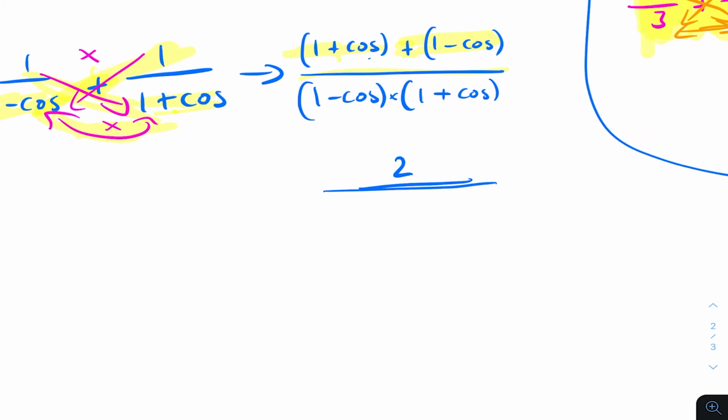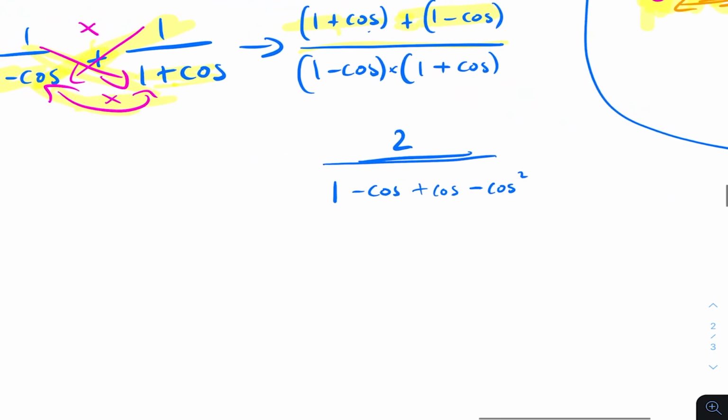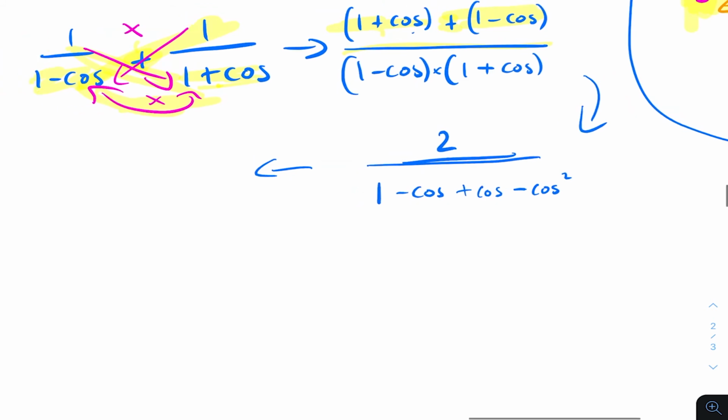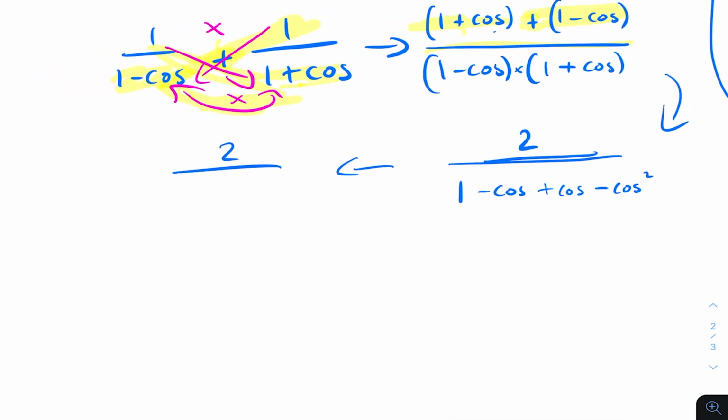Now on the bottom, you're going to get 1 times 1 is equal to 1. Then minus cosine times 1 is equal to minus cosine. Then 1 times cosine is equal to plus cosine. And then minus cosine times cosine, which is minus, because minus times plus is a minus, minus cosine squared. Then that equals 2 over 1, and the minus cosine plus cosine cancel each other out, so you get 0. You get 1 minus cosine squared. So we're still dealing with the left side.